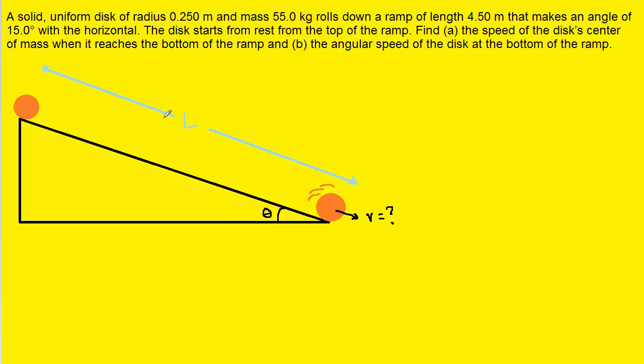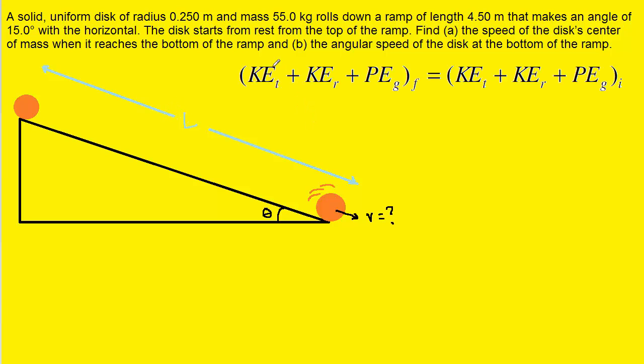And we can use the principle of conservation of energy to solve this. So let's take a look at that. According to that principle, the total energy that is present at the bottom of the ramp will equal the total energy that's present initially at the top of the ramp. Now we can actually eliminate a few of these energies.